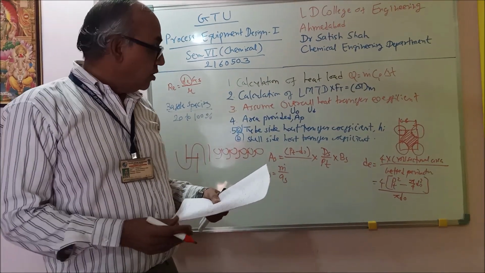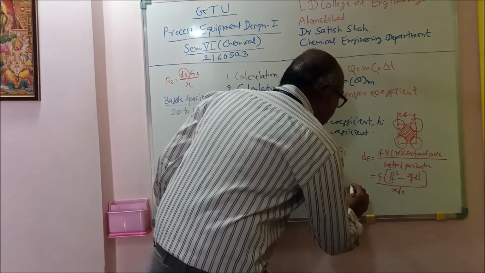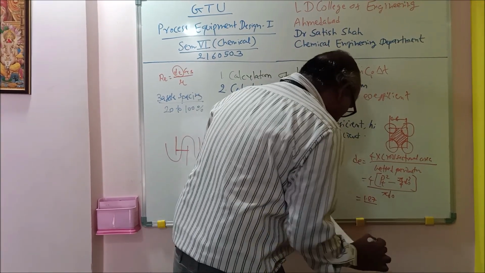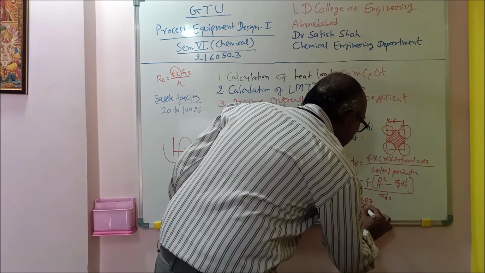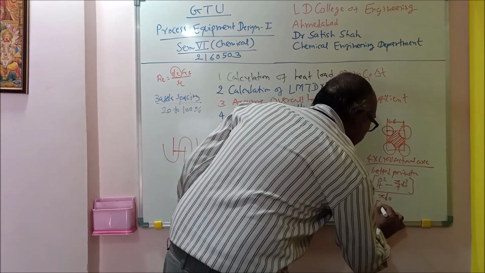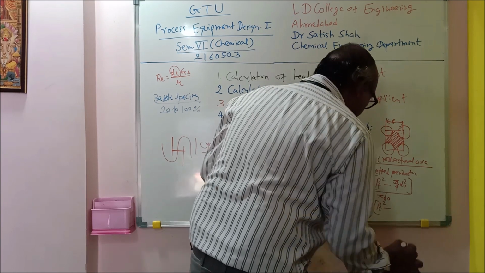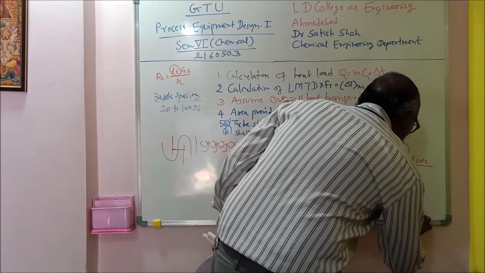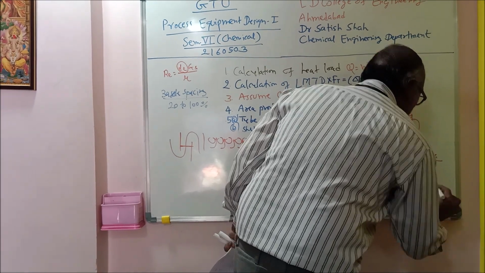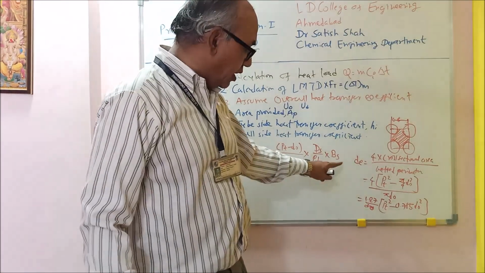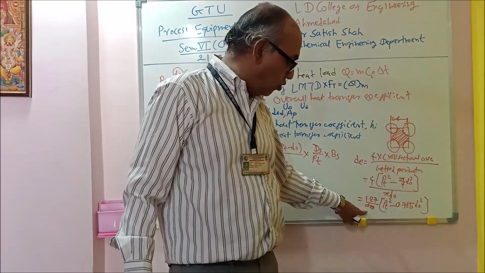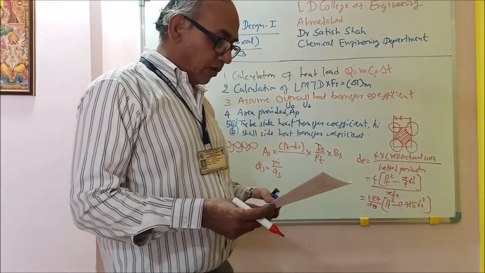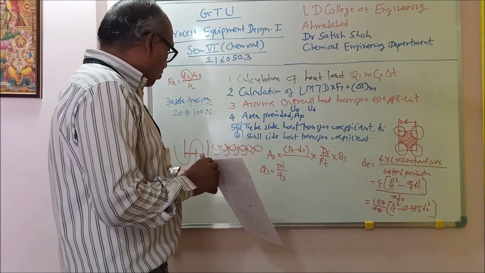So this way you will calculate. If you simplify this, the formula will become 1.27 upon DO into PT square minus 0.785 DO square. So if you remember only this formula, DE is equal to 1.27 upon DO, PT square minus 0.785 DO square, it will do. But this is for the square pitch.